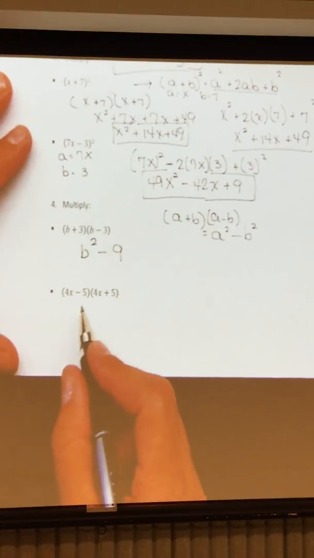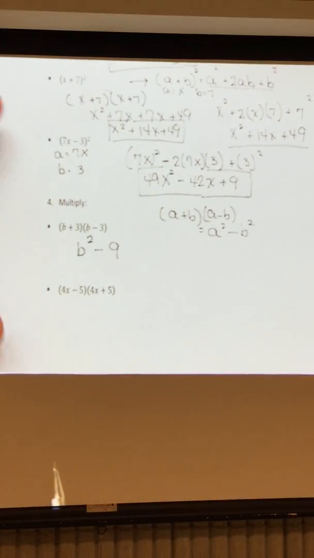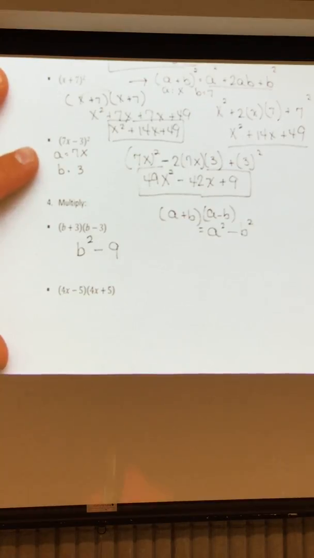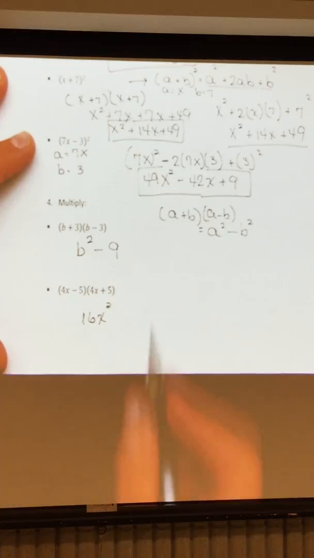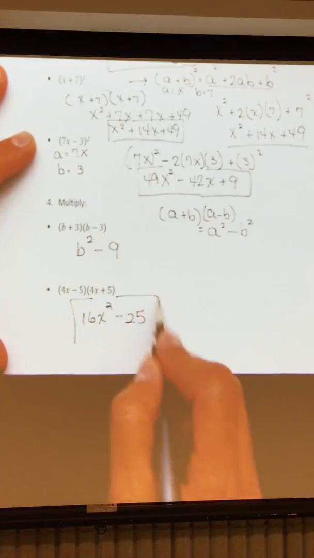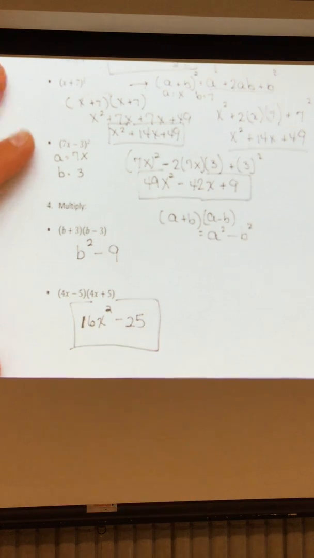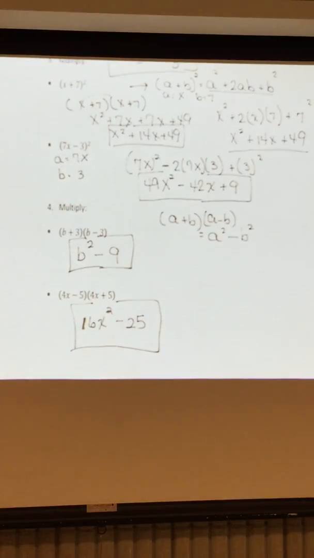And the last one, you have the same 4x minus 5 times 4x plus 5. Again, your a is the 4x. So 4x squared is 16x squared. And the b is 5, b squared is 25. And that is our final answer, 16x squared minus 25. And the top one is b squared minus 9. And that completes our answers to chapters 5, section 3 and 4.